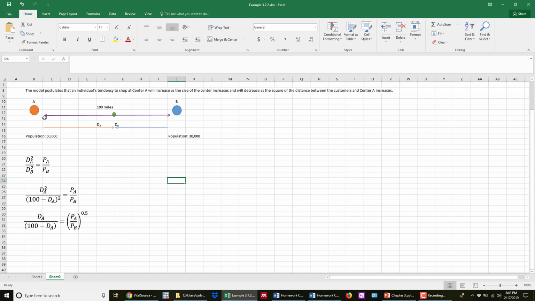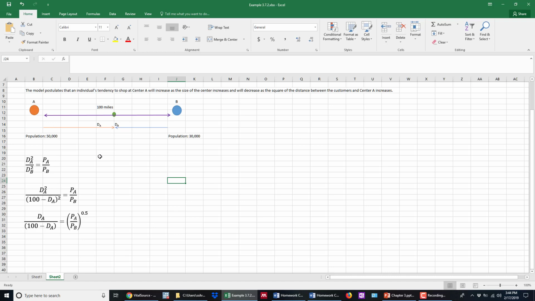That's the idea. So the idea is I want to know the size of the market of a store in A, basically up to where is the market of a firm in A, and I want to know the size of the market of B, basically the area of influence of a firm in B. How am I going to do that? Again, this is what the model postulates.